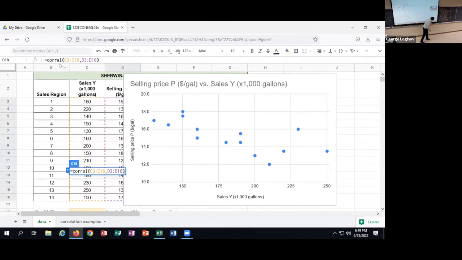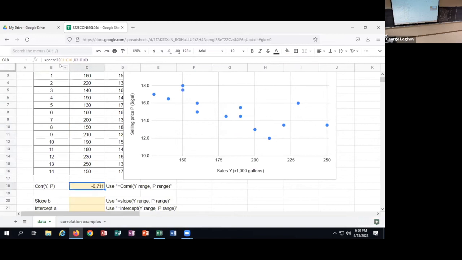Right there on top, that's the formula window. This is where I type in my stuff for Google spreadsheets to execute. That's the formula repeated. And then selecting the 2 ranges, one range for sales and the other range for prices. If you hit enter, it should give you a number between -1 and 1. And that number is -0.711.